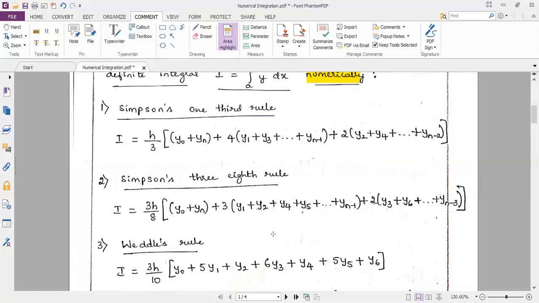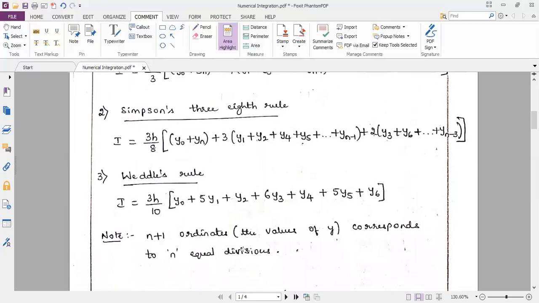Lastly, the Weddle's rule, given by I is equal to 3h divided by 10 into y naught plus 5y1 plus y2 plus 6y3 plus y4 plus 5y5 plus y6. Here we have taken Weddle's rule for n is equal to 6. Note that sometimes the question might be given in terms of the ordinates. So n plus 1 ordinates or the values of y corresponds to n equal divisions.